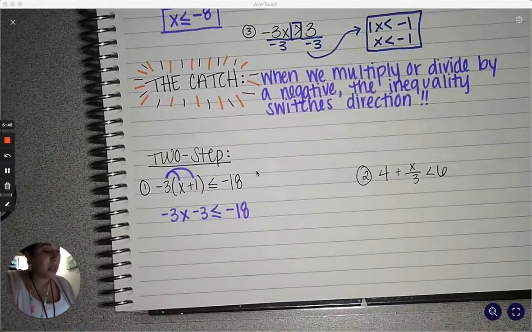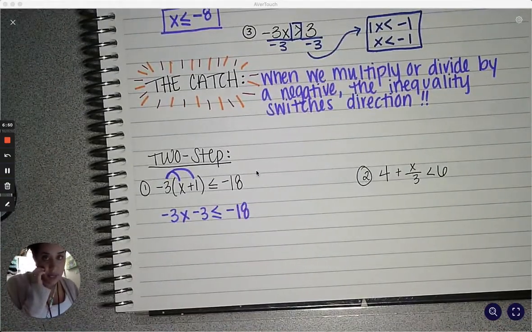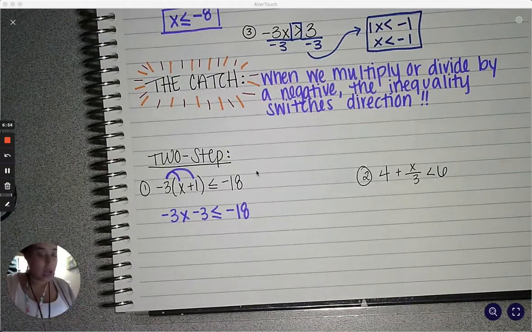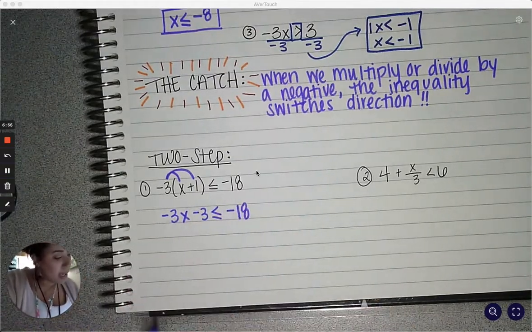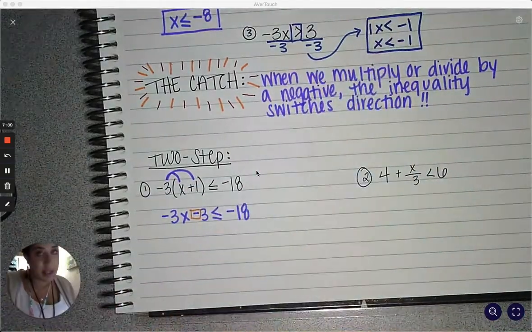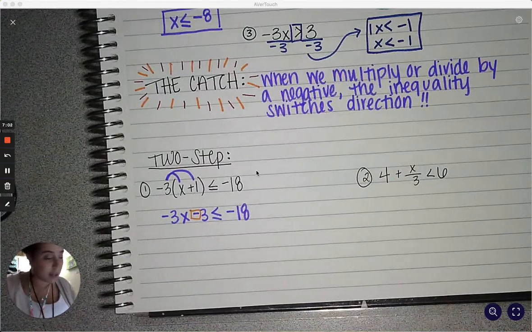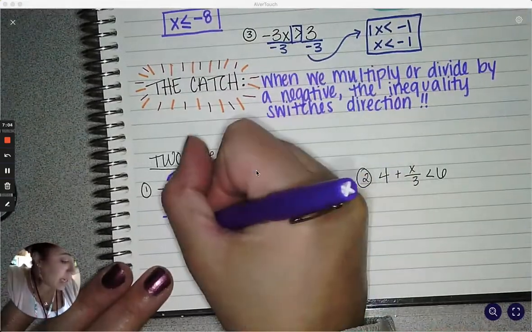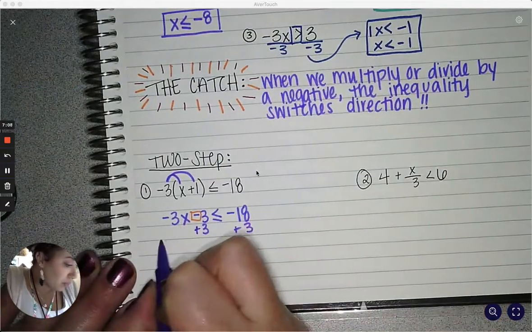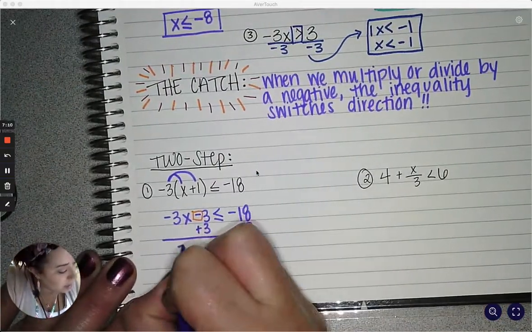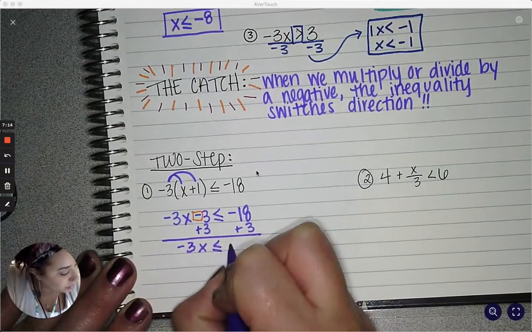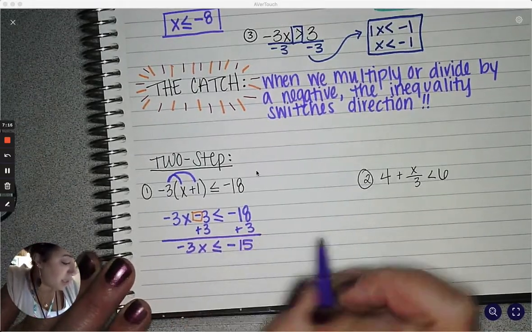Okay, so I distributed, and now I'm going to do my steps. I see that we have a subtraction sign. So remember, our goal is to get x entirely by itself. We want to get x by itself. So if I see a minus sign, I have to do the opposite, so I'm going to add 3. Okay, so we have negative 3x is less than or equal to negative 15.